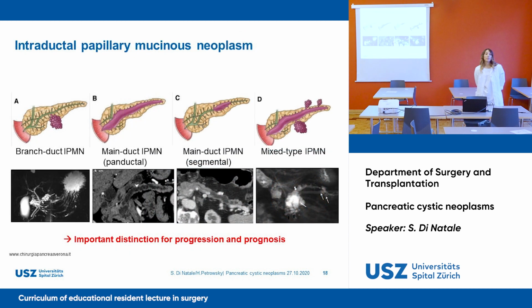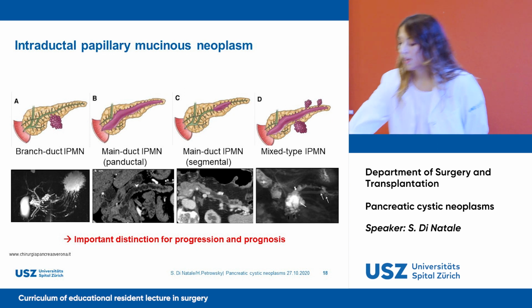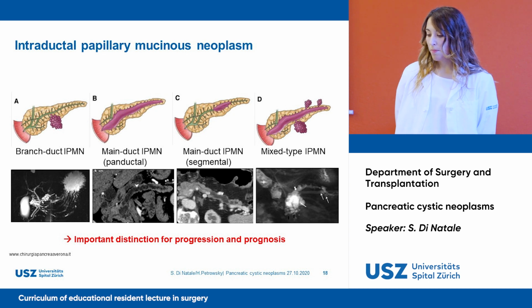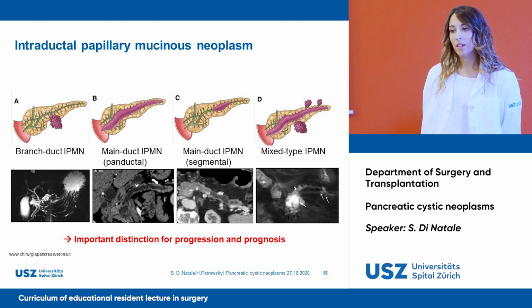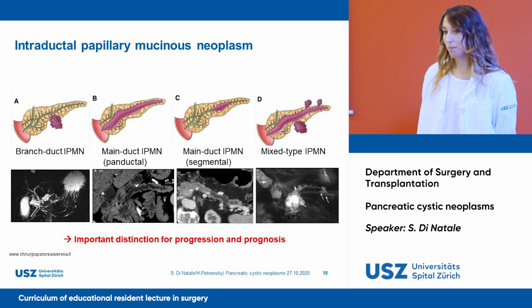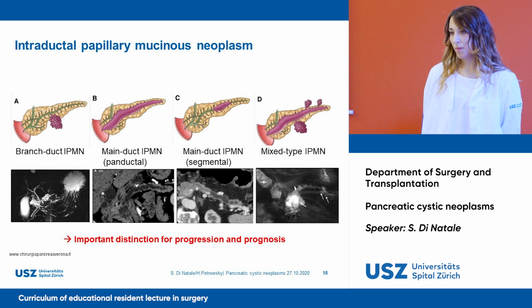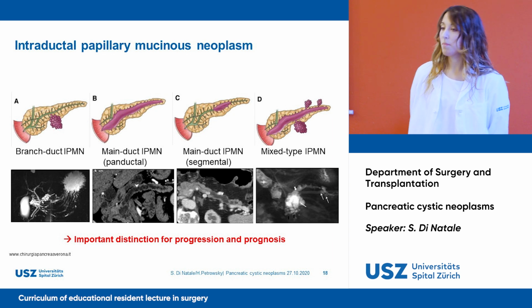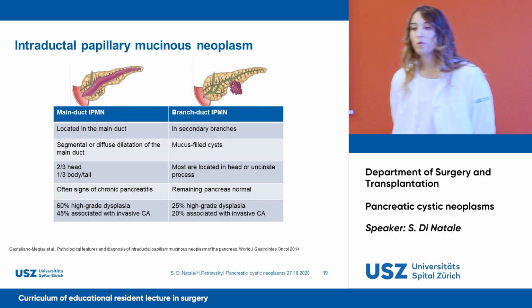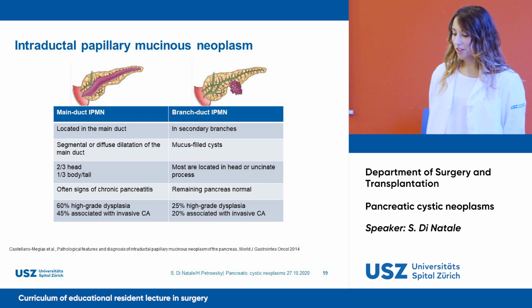Now, looking at the intraductal papillary mucinous neoplasm, the distinction between main duct and branch duct IPMNs is very important for progression and prognosis. As shown, the main duct IPMN is located in the main duct and can be divided into segmental and diffuse IPMN. Branch duct IPMNs are located in the branch ducts, and mixed type IPMNs affect both the main duct and the branch ducts. What are the main differences between the main duct and the branch duct IPMNs?